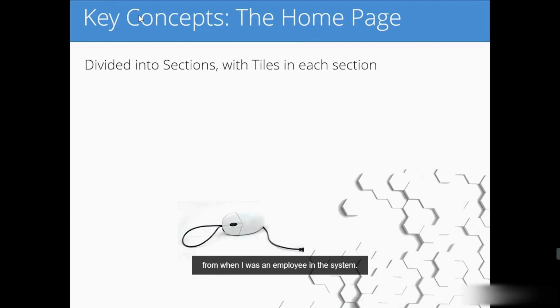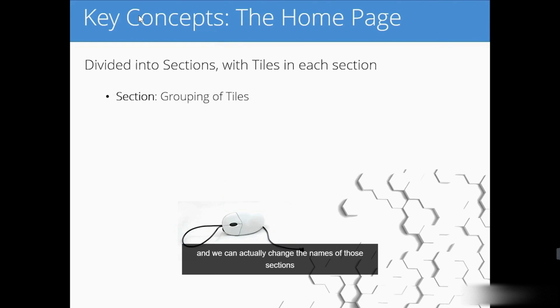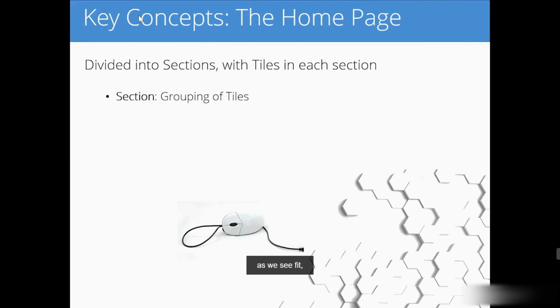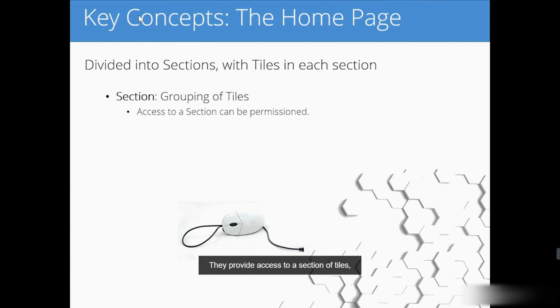The home page is divided into sections with tiles in each section. So what is a section? A section is a named grouping of tiles, and we can actually change the names of those sections as we want to and also translate them into different languages as we see fit. But they provide access to a grouping of tiles, and access to a section can be permissioned. So for example, if a certain section is only required for a certain type of employee in a specific location, that section can be hidden from all the other employees.